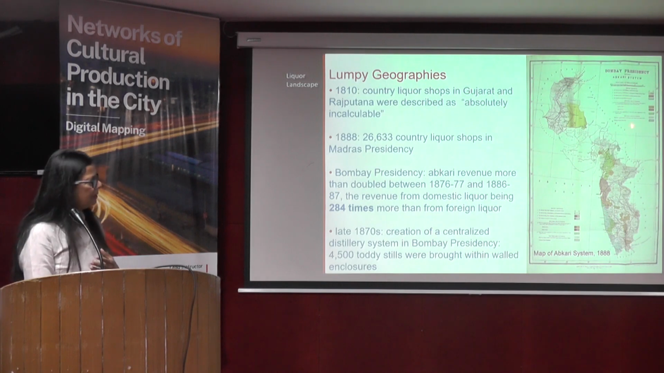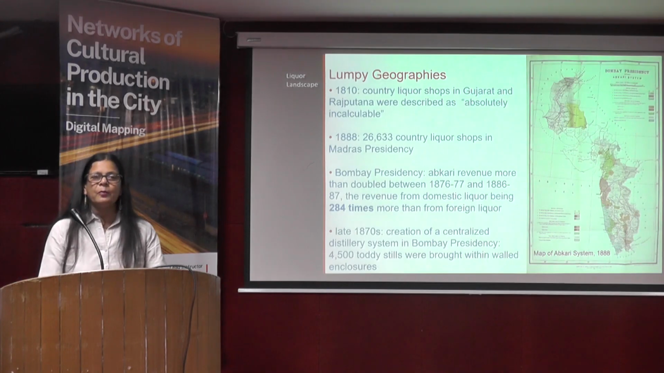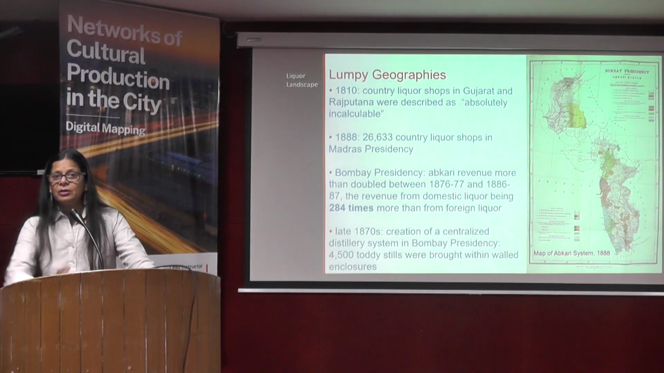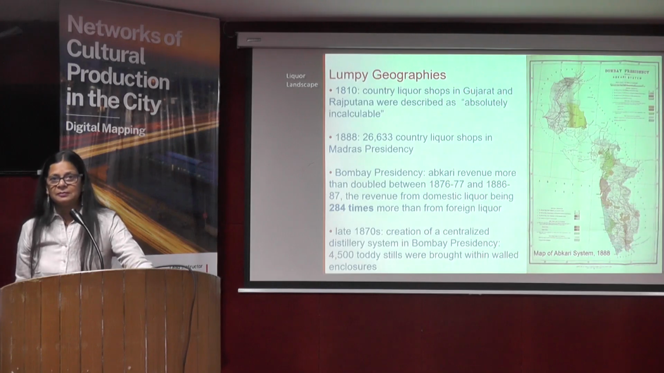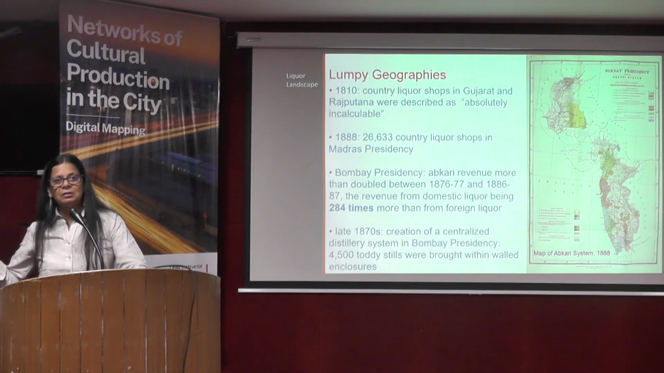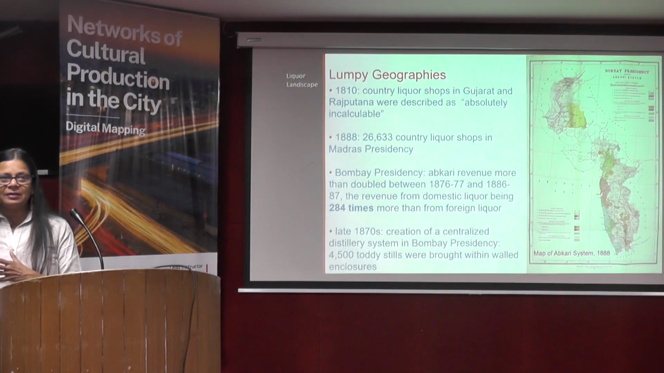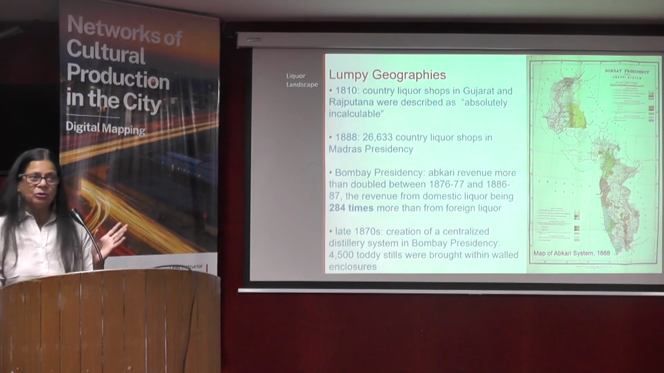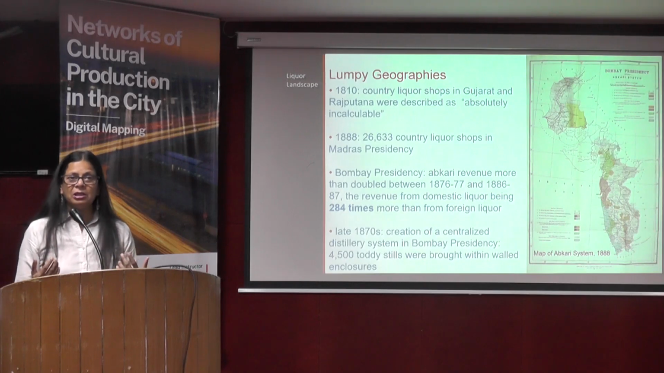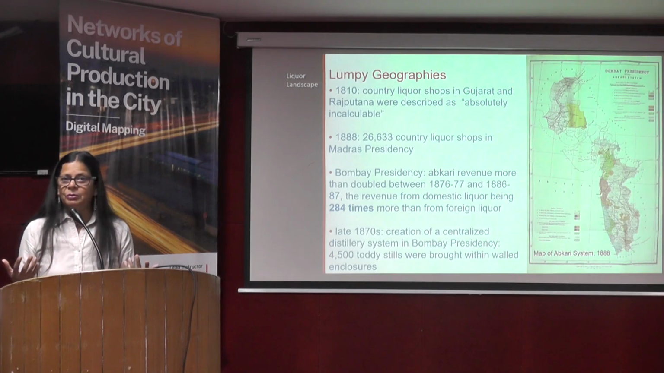And then the lovely thing is, here is this gray border, and that's supposedly the area from which all stills have been cleared, because those are the native states. Here you can see what I describe as native capital from these native states, and liquor sloshing into the Bombay Presidency, with the colonial authorities having very little to do with stopping it.